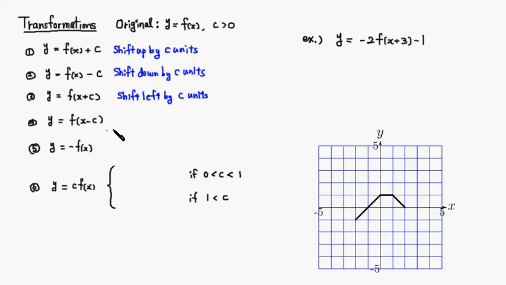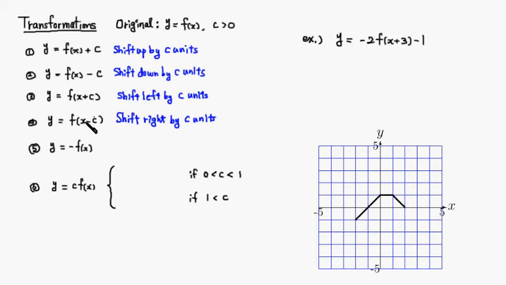Then for the next one, you can easily guess that it's going to shift right by c units if you subtract c inside the parentheses. So if you're adding or subtracting c at the end, it's going to shift up and down. And if you're adding and subtracting inside the parentheses, it's going to shift left and right.